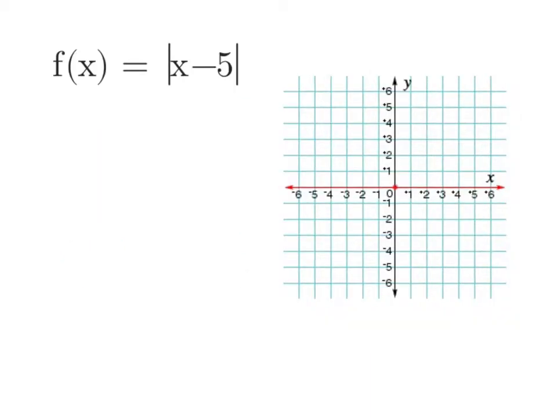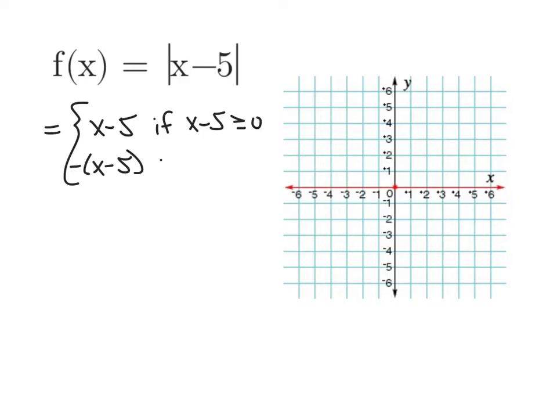So let's try that again with a slightly different absolute value function. f of x equals the absolute value of x minus 5. So our first thing is going to be to rewrite it in terms of the piecewise function. Now remember, absolute value is going to equal what's inside, x minus 5, if what's inside is positive, or it'll be the opposite of that if what's inside is negative.